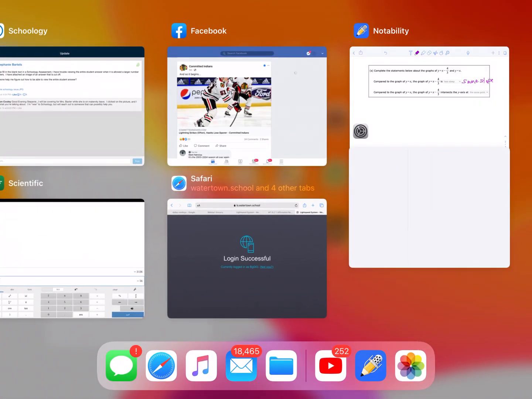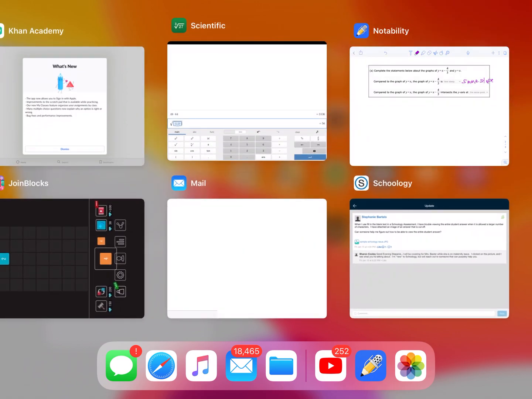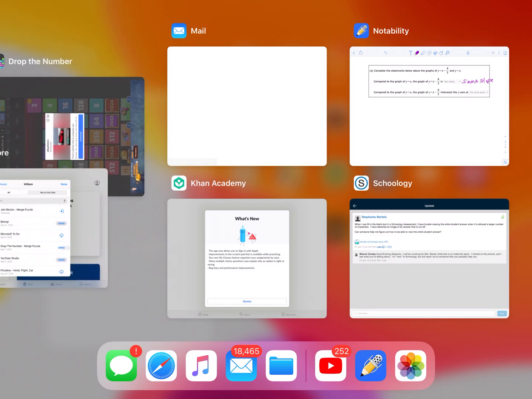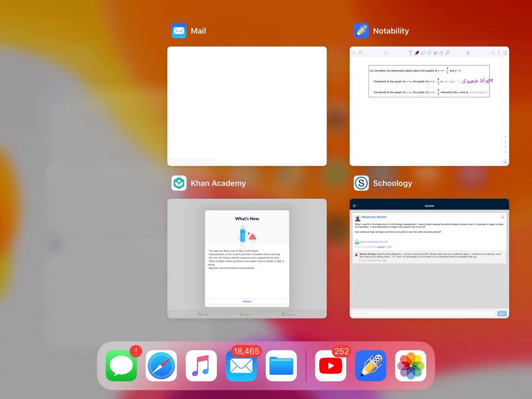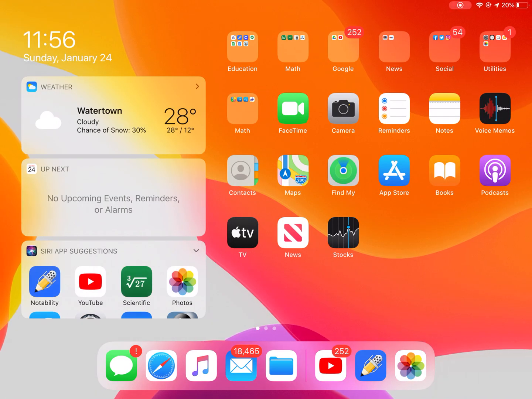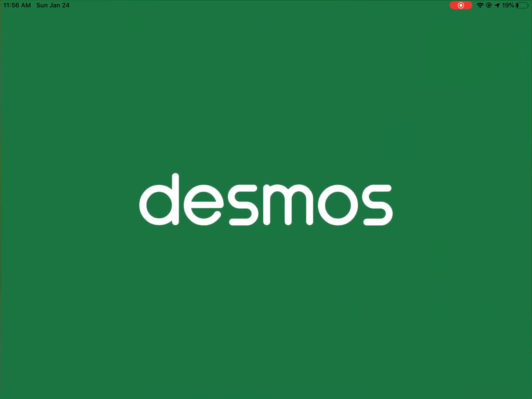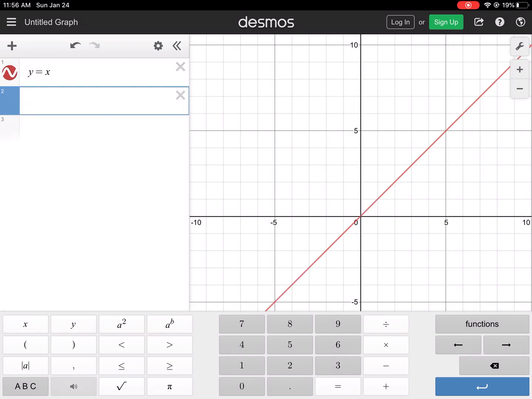Let's take a look here. Let's see if I have one that's open. Got the scientific calculator there. Got a lot of stuff open. So let me go into Desmos here. And let's graph y equals x. There's our parent function.